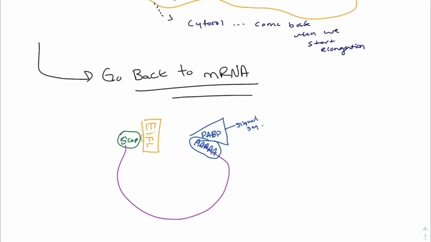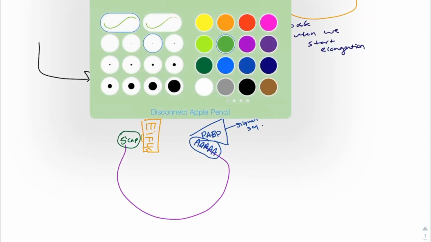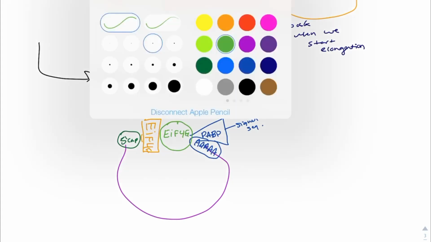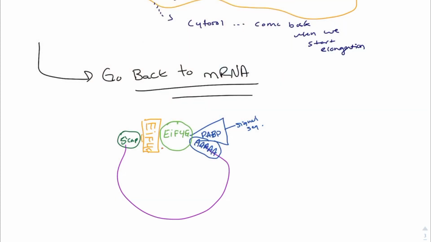eIF4F binds to the 5' cap. And then we also have eIF4G. This becomes very apparent when we need to talk more about wasting diseases or polio. So we'll get back to eIF4G.